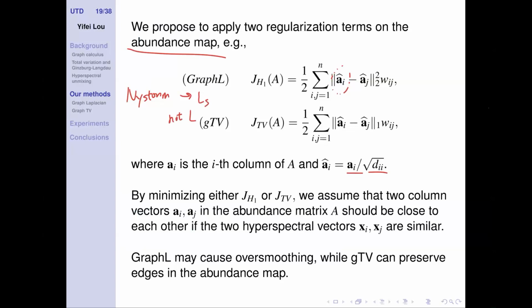And then the rationale why our regularization works is that we assume that we want to minimize the H1 seminorm or the total variation to try to promote that Ai and Aj should be similar if Xi and Xj are similar. Meaning that, any questions?